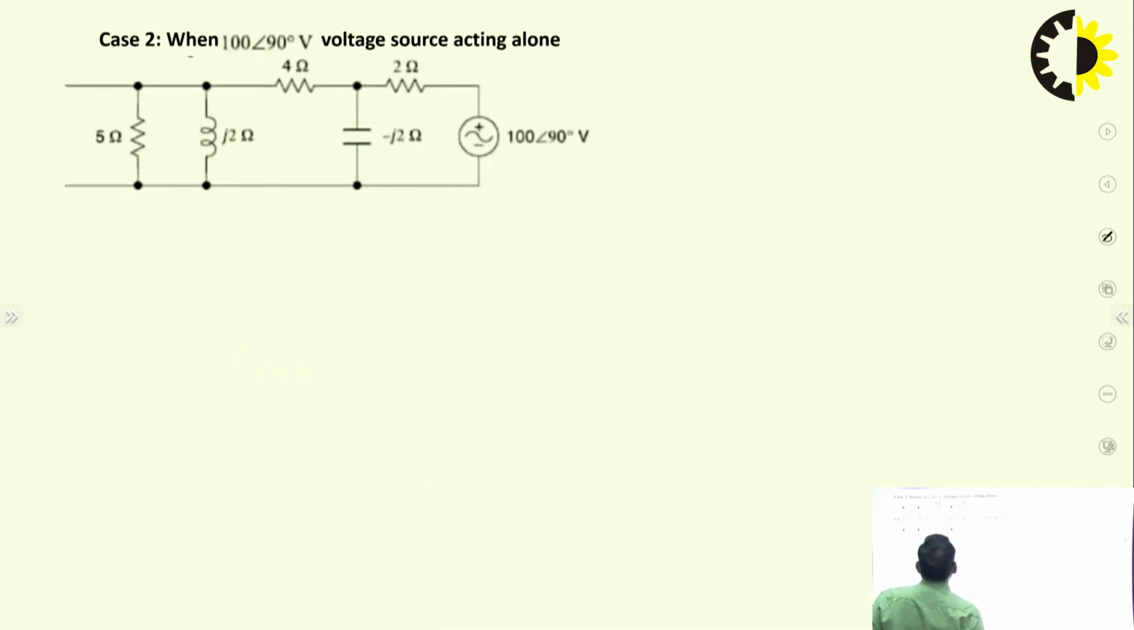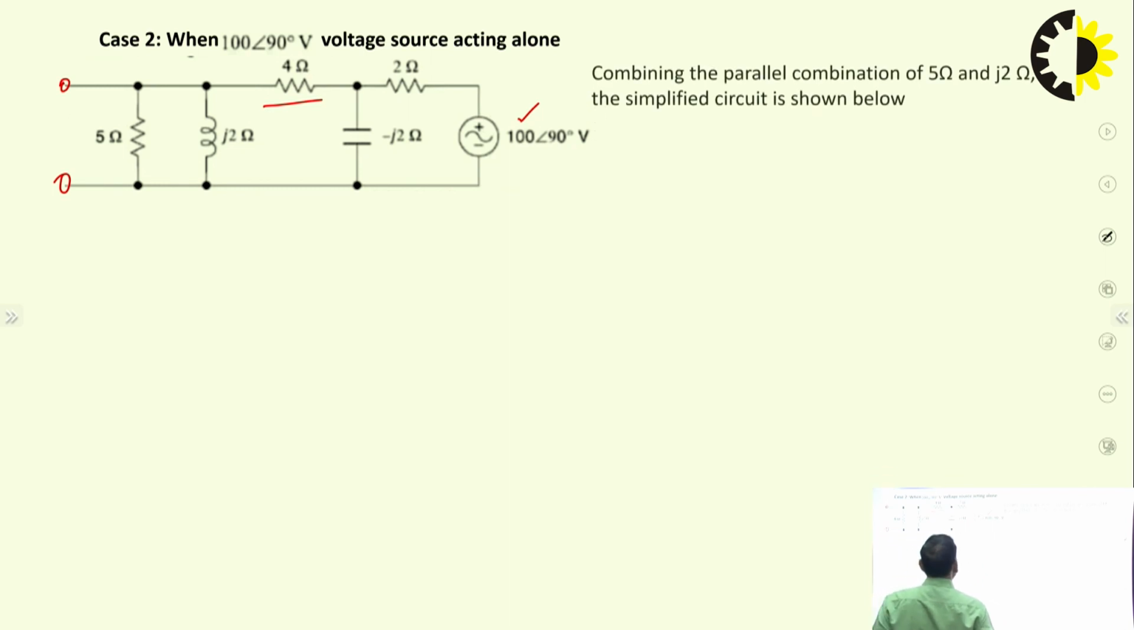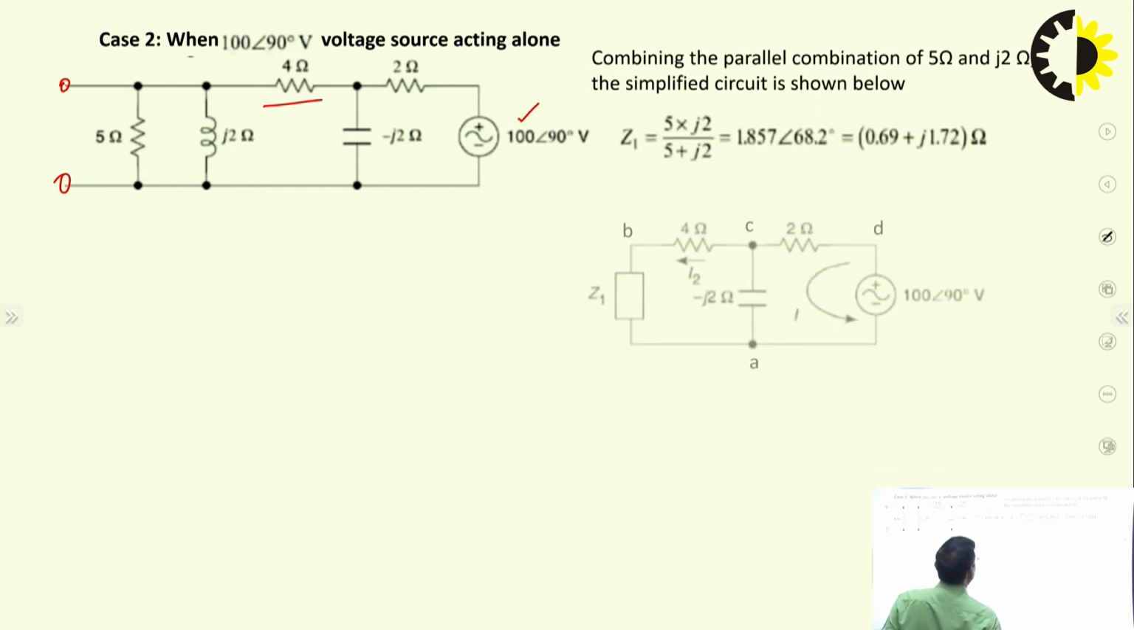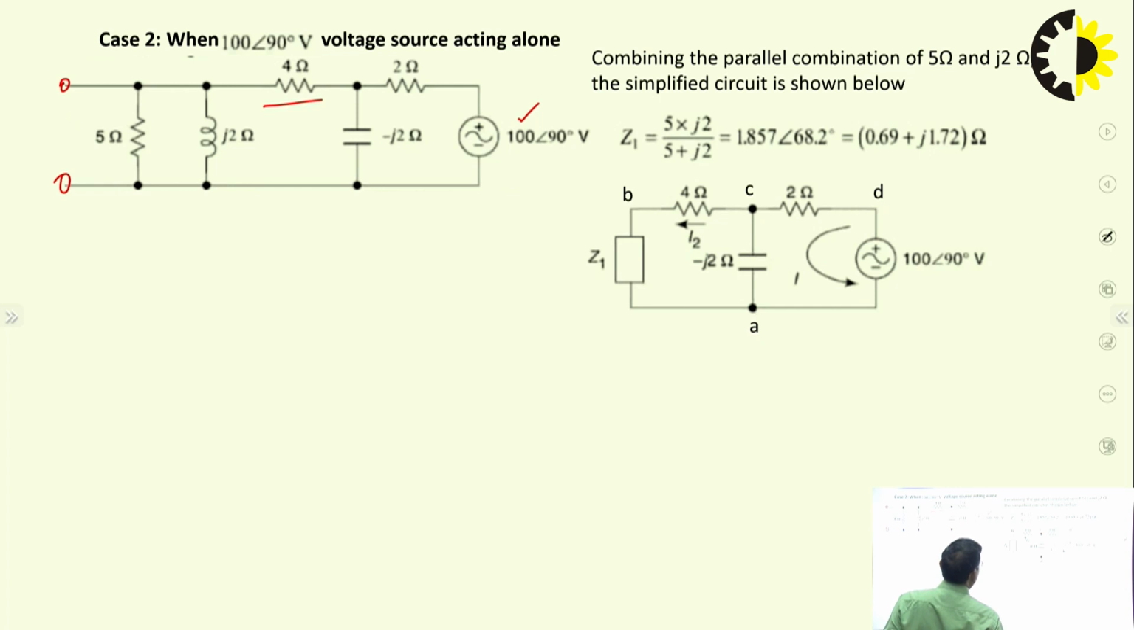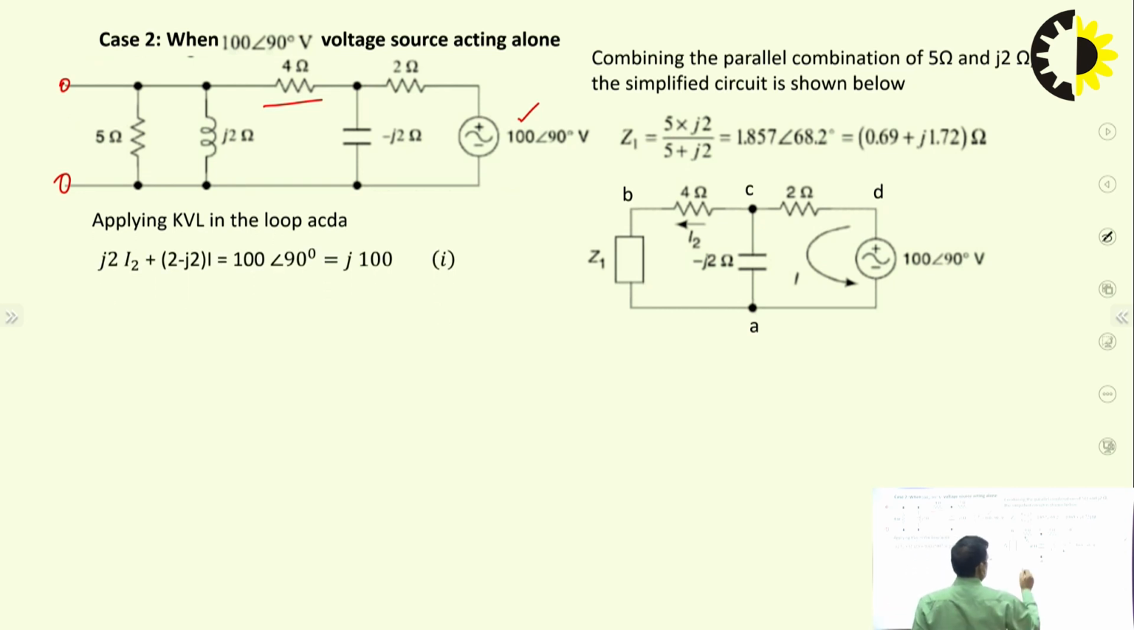Now consider this voltage source, and replace this current source by its internal impedance. The internal impedance is infinite. Again we find the current through this. So this is the circuit, and now we can find the current through this. We have to find this current.